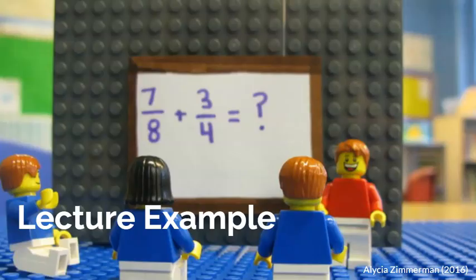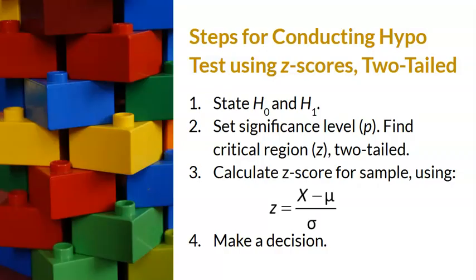Well, now that we have reviewed the steps of hypothesis testing, are you ready to practice your new knowledge? I have one lecture example for you to review. In your chapter handout, you have a space to write the steps. This is a summary of the 4 steps that we described earlier in this video. Please note that these steps are for a two-tailed hypothesis test using z-scores. Please pause the video to write down these steps on the chapter handout.